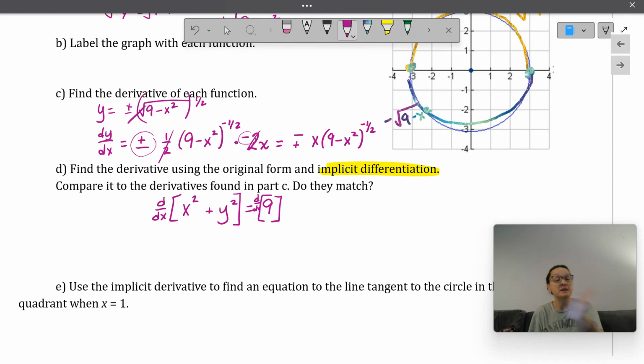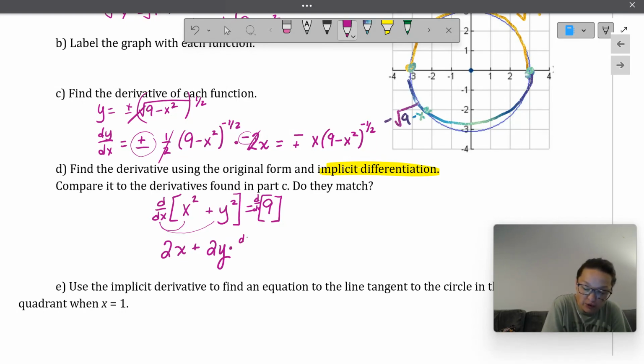So I'm going to take d/dx of both sides and say, all right, well, what's the derivative of x squared? Well, that's going to be 2x, just like you want it to be. What's the derivative of y squared? Well, that's going to be 2y, just like you want it to be. But I'm also going to multiply by dy/dx. And if I take the derivative of 9, which is a constant, that's going to be 0.